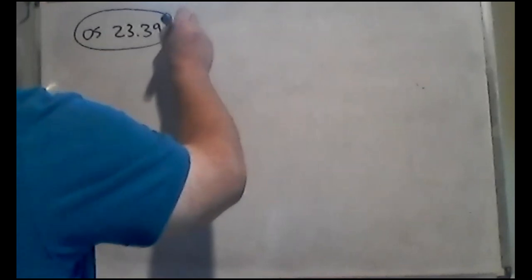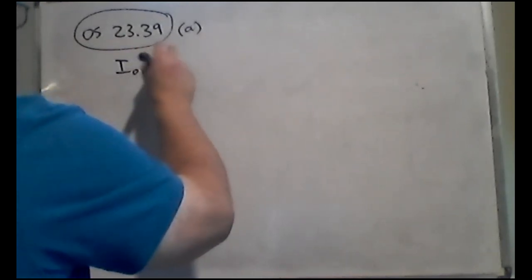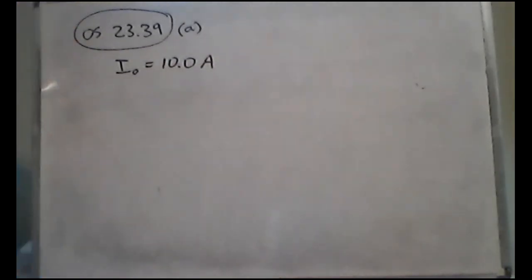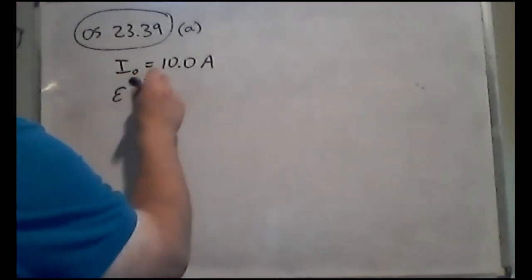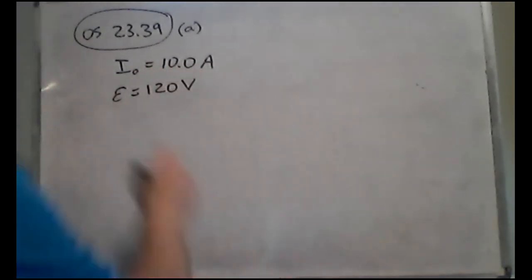All right, so it first gets turned on, part A. When it first is turned on, it draws a very large 10 amperes. Right, I first turn on this motor, 10 amperes right off the bat. Now again, it's plugged into the wall. Epsilon is 120 volts. Resistance, I don't know.